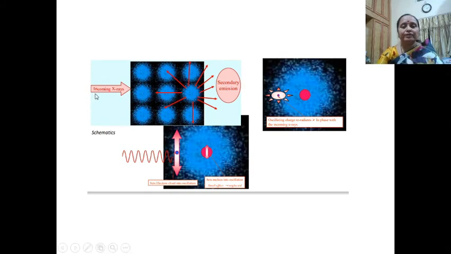So this is the incoming X-rays, and the emitted radiation moves in all directions. The oscillation is in the plane of the incoming rays. This is how we show the schematic of the emitted electromagnetic radiation when X-rays are allowed to fall on the particle.